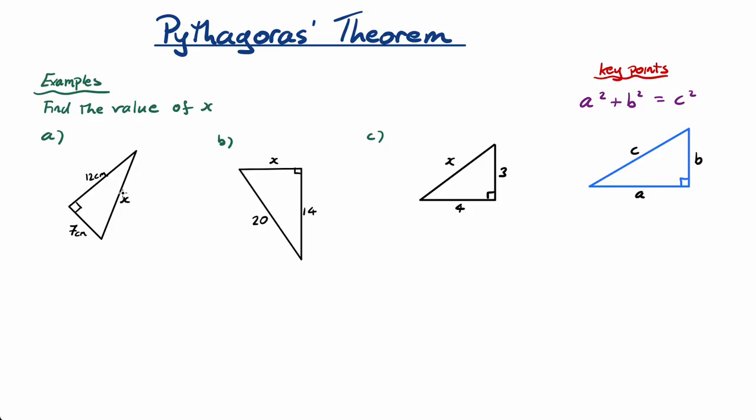In this example, x squared equals 7 squared plus 12 squared. Here, 20 squared equals x squared plus 14 squared. And here, x squared equals 3 squared plus 4 squared. So any right angle triangle, the big one squared is equal to the sum of the other two sides squared. And again, it has to be a right angled triangle.